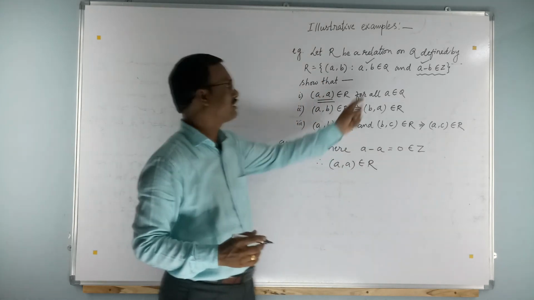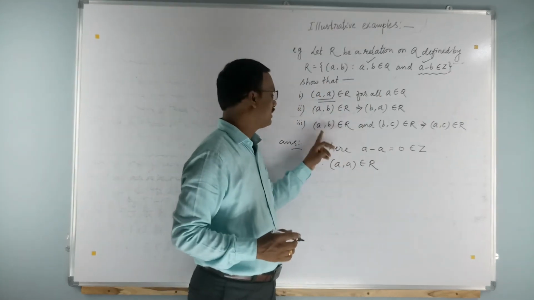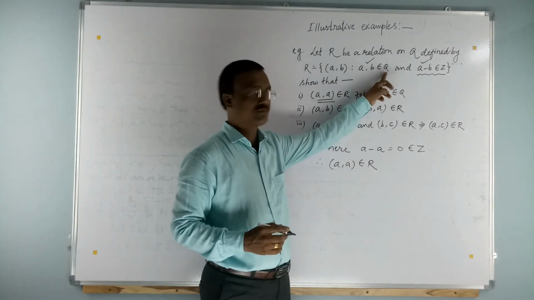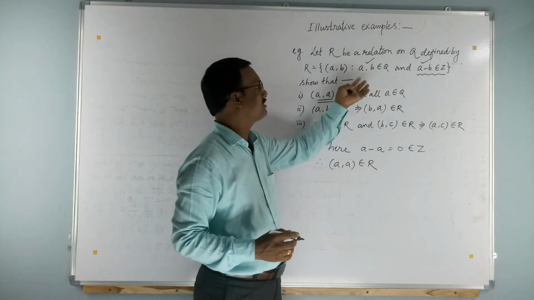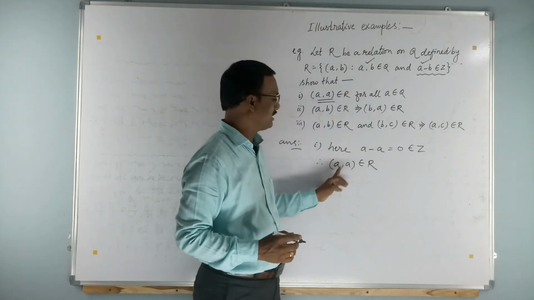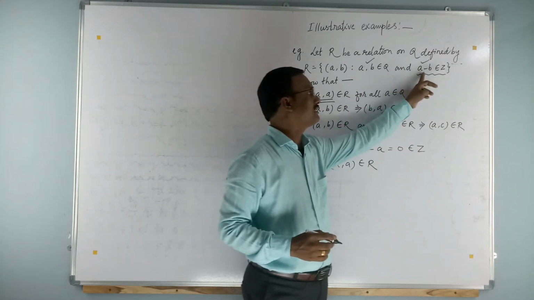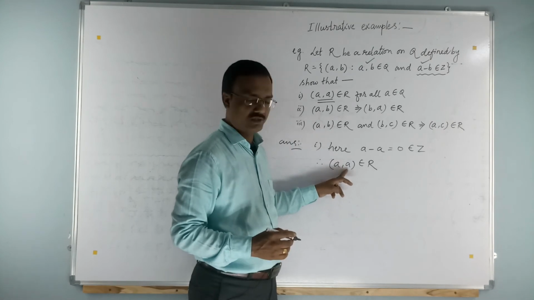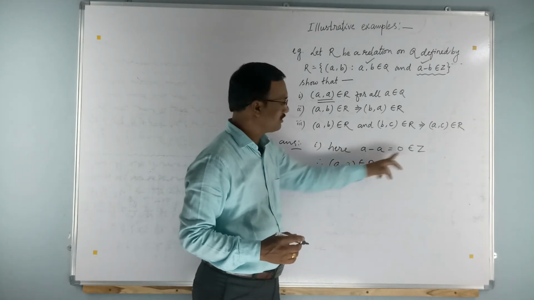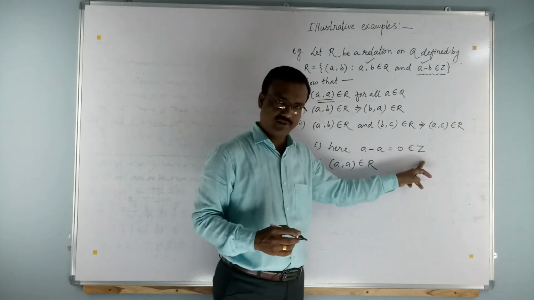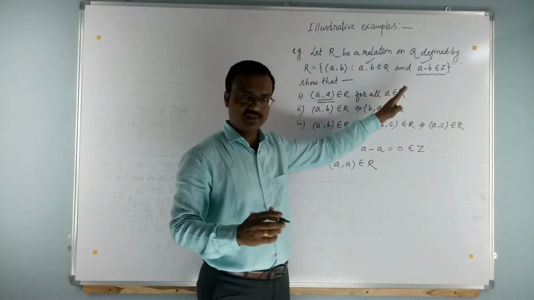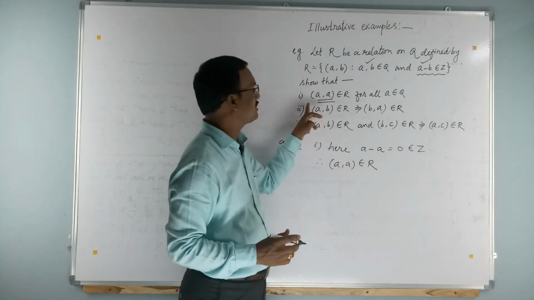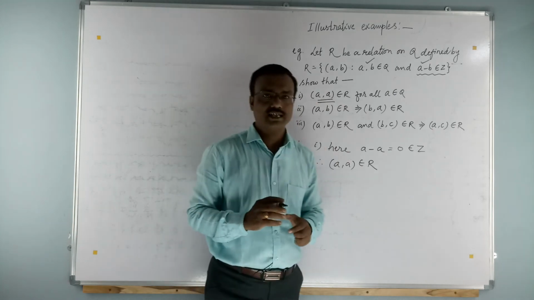All the conditions given here are satisfied by these two elements a and a. Both belong to Q, because in the relation it is given that a, b belong to Q, so both elements belong to Q, and the important condition is a minus b belongs to Z. Here we subtract the first and second elements, a minus a, which gives 0, and that is an integer. That's why that important condition is satisfied, and that's why (a, a) belongs to R. So the first part is proved for all a.